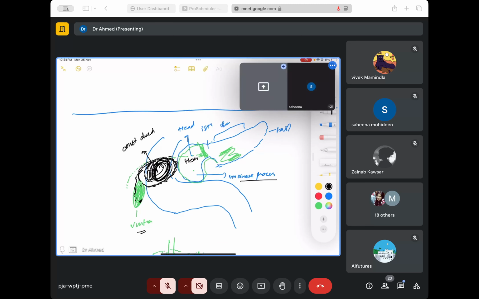What is annular? Annular simply means ring, right? So it would be a ring of pancreas that is surrounding your duodenum. It encircles your duodenum. For example, if you have a lot of this tissue and it constricts the duodenum, what happens? Again, you can see the same condition as atresia, as duodenal atresia, right?